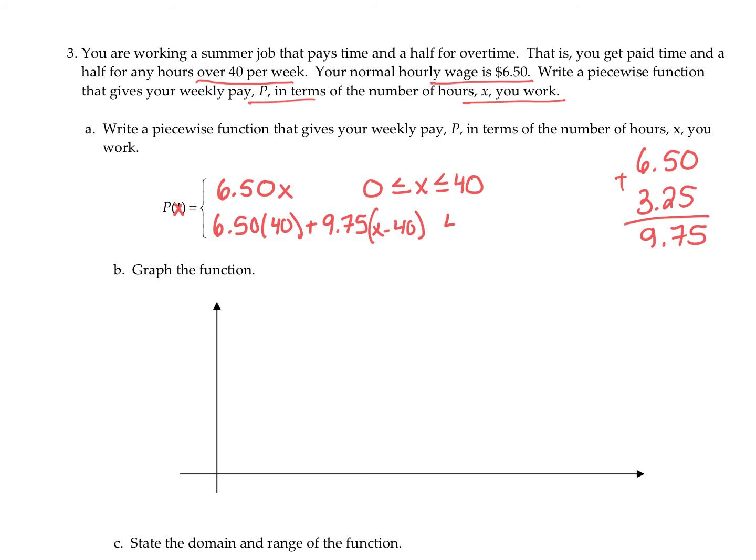So this is true when x is bigger than 40, but it has to be less than or equal to, well, if there are 7 days in a week and 24 hours in a day, that means the most I could ever work would be 168 hours in a week. Couldn't work more than that, so there is a maximum restriction because of the number of hours I could work in a week.